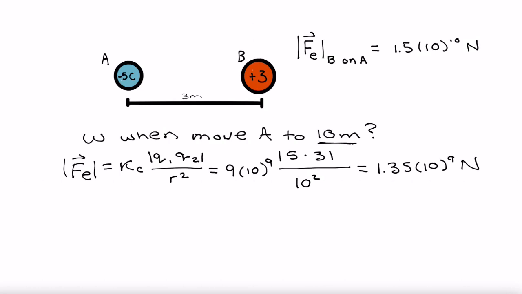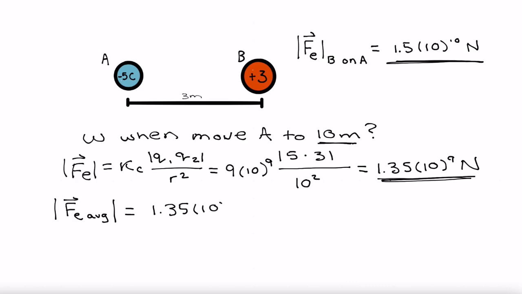Okay, and now we're going to try to find the average force. So force, electric, average, magnitude. Okay, so how we're going to do this is we're going to take the force that we had at 3 meters and the force that we have at 10 meters, and we're just going to find the average between these two. So 1.35 times 10 to the 9 plus 1.5 times 10 to the 10, and we're going to take this whole quantity and divide it by 2, and that's going to be our average force.